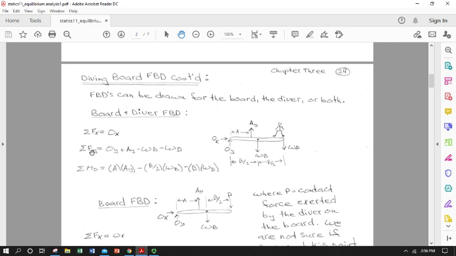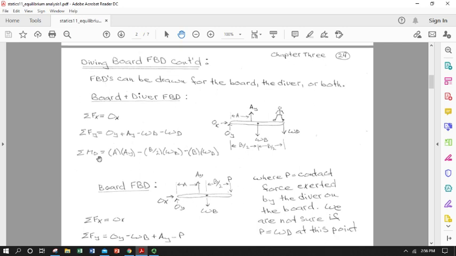We know that the sum of the forces in the y direction has to be 0 if we want to keep things in static equilibrium. So, okay, let's tally them up. We got O sub y going up, we got A sub y going up, we've got W sub b going down, and we have W sub d going down. So if we wanted this body, this board diver combo, to be in equilibrium, this would all equal 0.